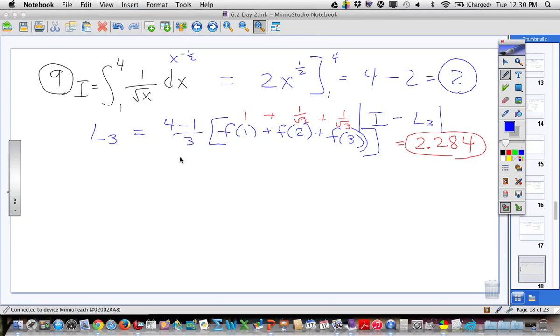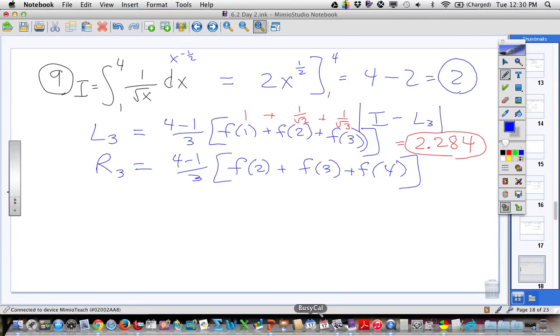All right, and then we do an R3. That would be very similar, b minus a over n, except we don't use 1 this time since we're doing rights. And since the width is 1, our first one would be at 2, and then it'd be at 3, and then it'd be at 4. And so we would have that, and when we work that out, it comes out to be 1.784.